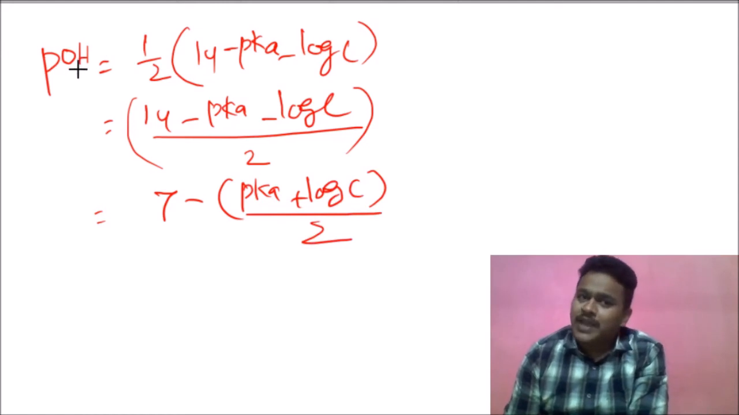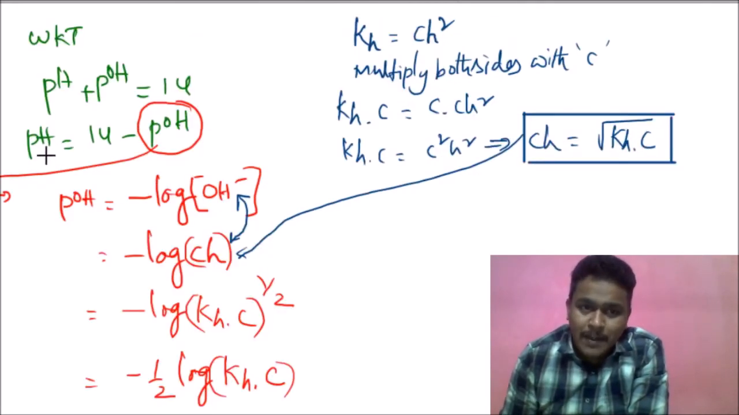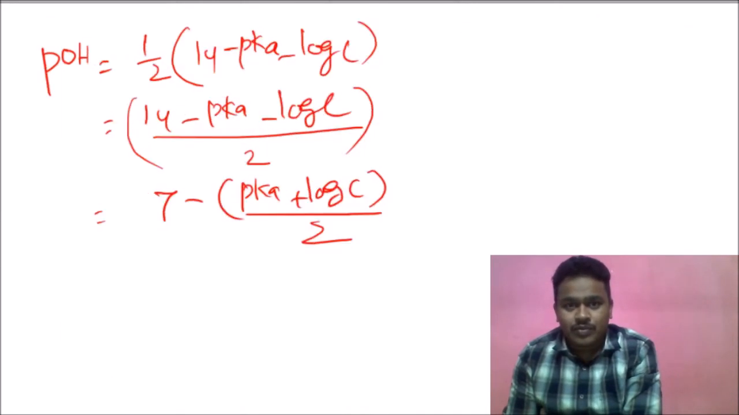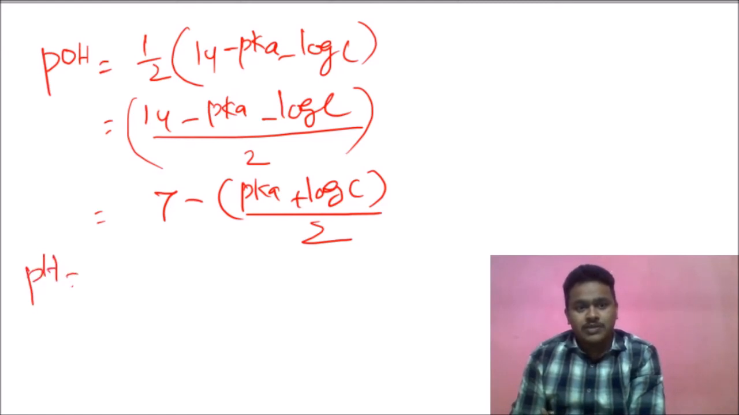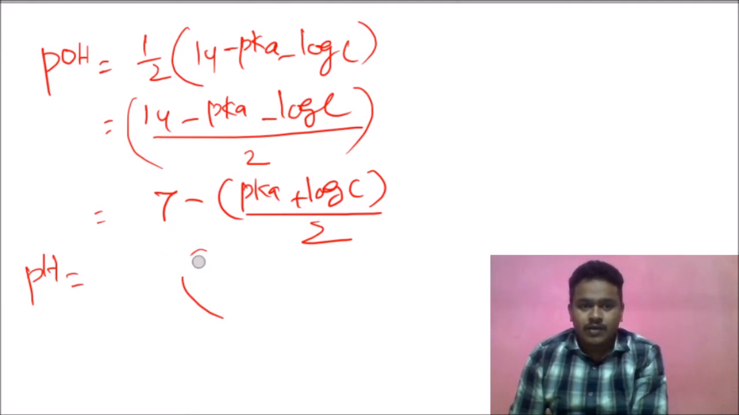This is pOH, but what I need? Go back again. Till now I got pOH, with red color under pOH only I got. What I need? pH. 14 minus pOH I would write now. pH I need means 14 minus of this value, complete value. What is the complete value?